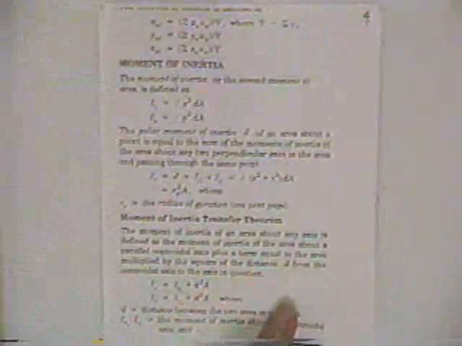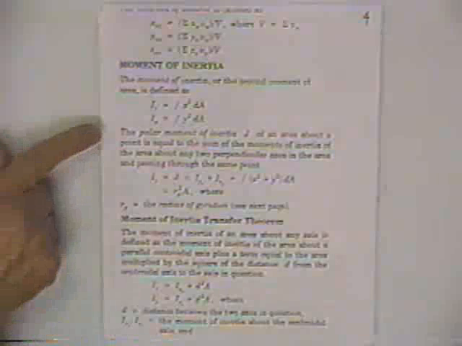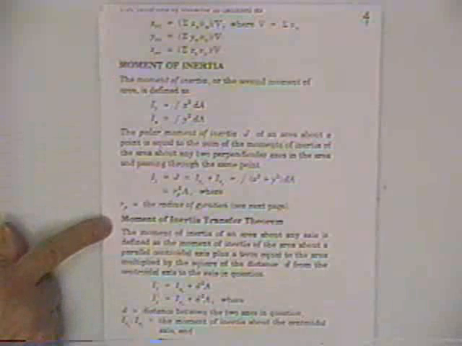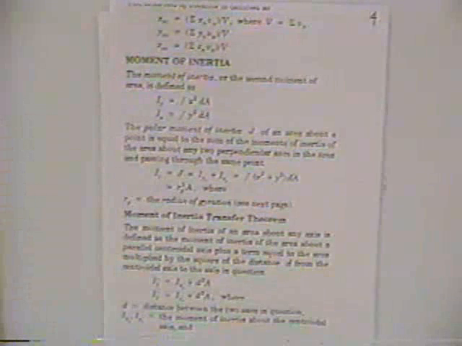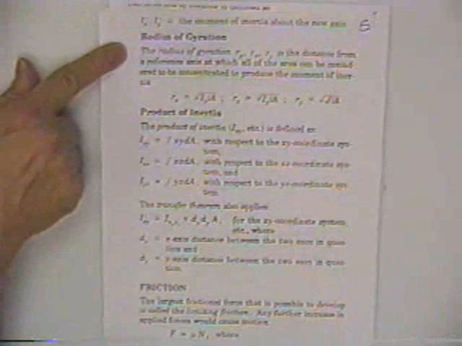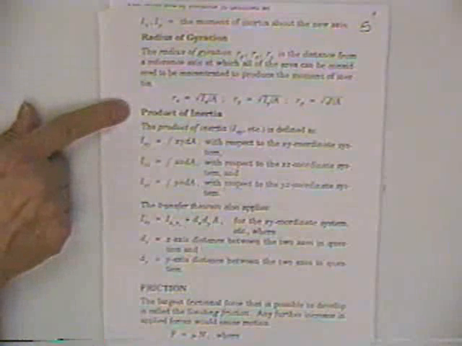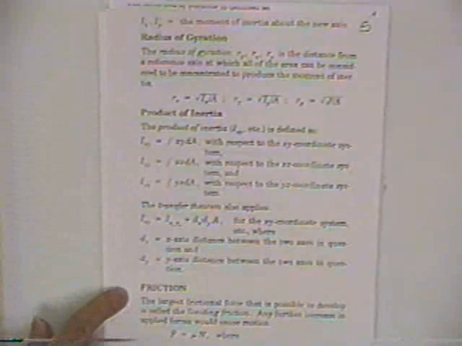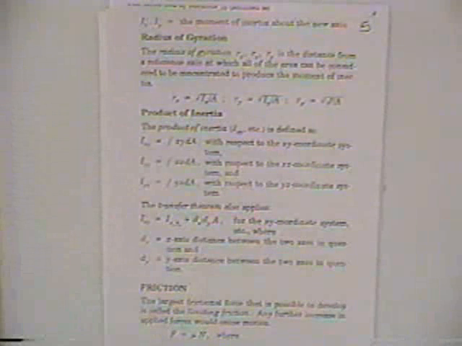Information on moments of inertia. You see some of this duplicated because when I blew it up it got a little larger. And moment of inertia transfer theorem. Again, part of your moment of inertia equation. They hint that they may indeed ask you information on how to find a radius of gyration used in column buckling work, how to find a product moment of inertia, back in some more traditional statics, friction.